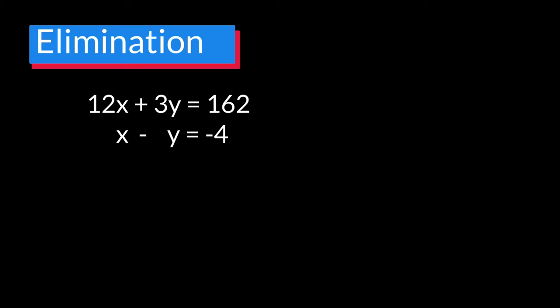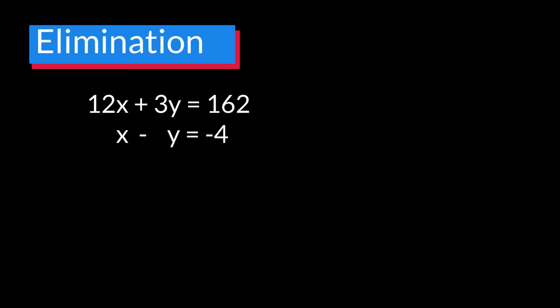And we've got them arranged and lined up so that the x's and y's are above one another, and now we're going to multiply one or both of the equations by a factor that will allow us to cancel one of the variables. And this one's pretty straightforward. We just need to multiply the parts of the bottom equation by 3.